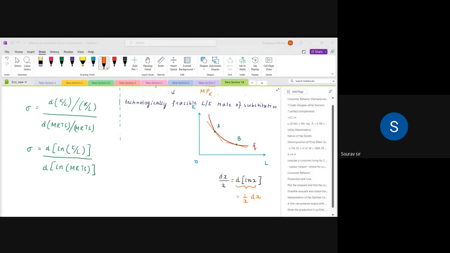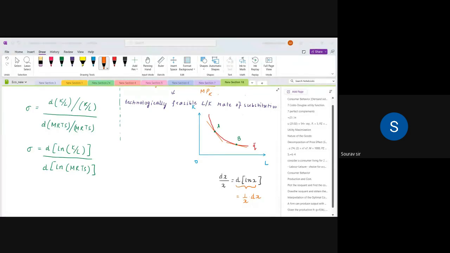Since we have d of K by L, in the numerator K by L is your variable, so we can write d log of that variable, which is K by L. Similarly, in the denominator, it will be d log of MRTS. And for the other elasticities we have in economics, like elasticity of demand, we can express them in log terms because both the numerator and denominator are percentage changes. Any other doubts up till this much? Is it making sense?